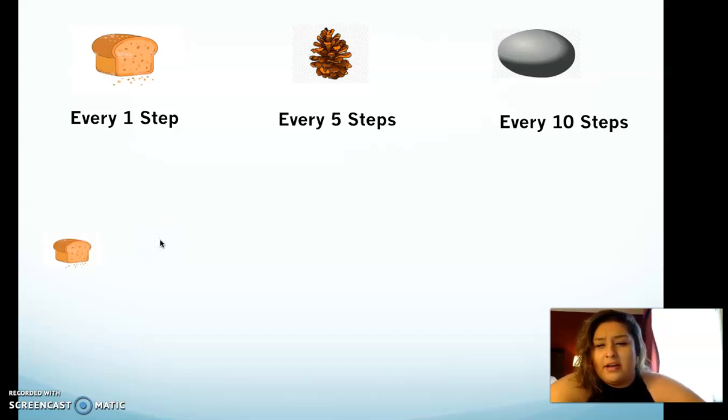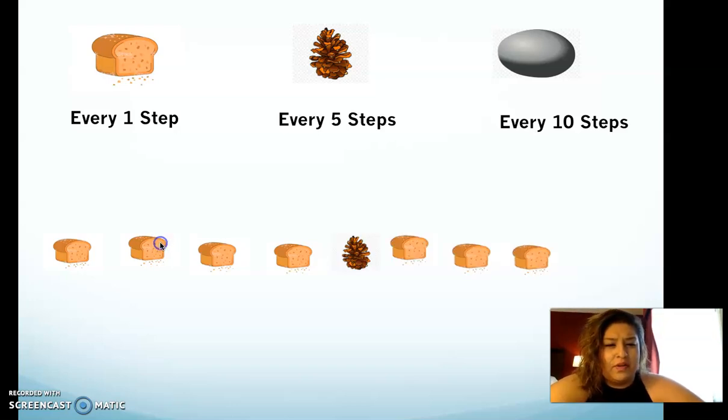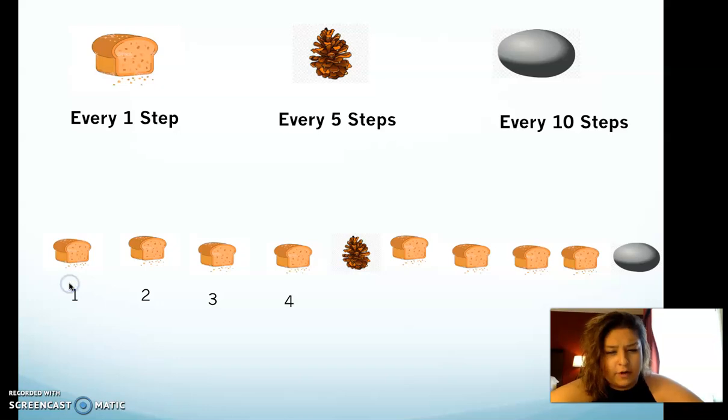So we're walking. So again, we're walking. But let's count how many steps we took. So that was 1 step, 2 steps, 3 steps, 4 steps, and then on my 5th step, I left a pine cone. So for every 5th step you take, you leave a pine cone. But remember, for every 10, you leave a pebble. So we went 5, we only took 1 more step, so that's only a breadcrumb. 6, 7, 8, 9, 10. Oh, we took 10 steps, so we're going to leave a pebble.